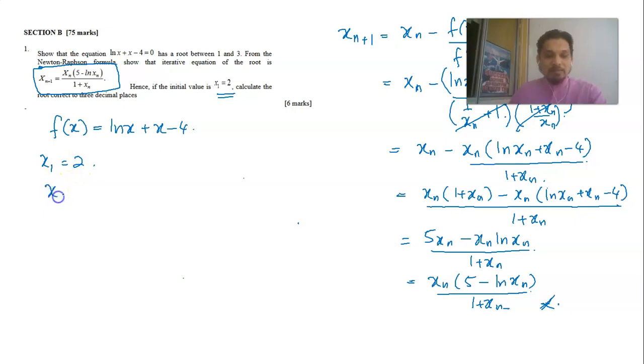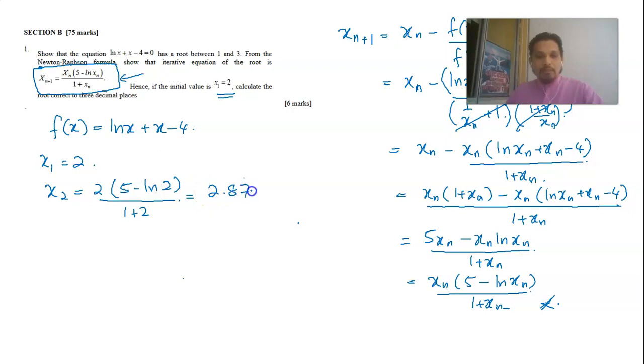So then x2 equals, we're going to use this equation here, with xn equal to 2: 5 minus natural log of 2, divided by 1 plus 2. You may use a calculator, then it will give you 2.8712. And that's not all, class, that's not all.